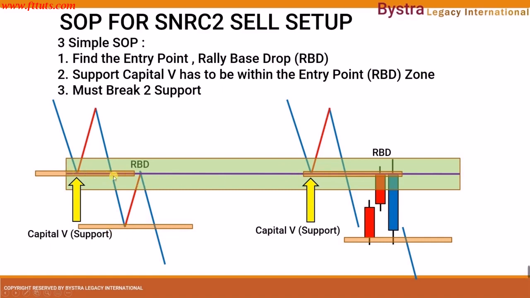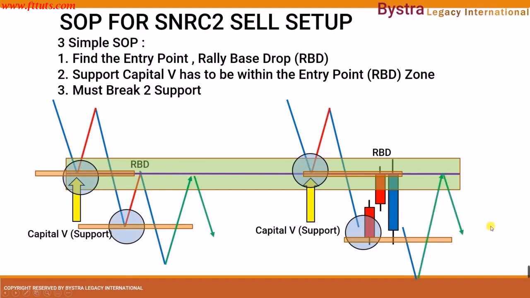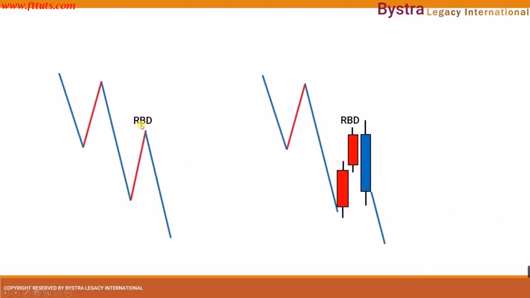After breaking these two supports, only then is it considered a fully valid SNRC2 sell setup, which means it has met all three SOPs for the SNRC2 sell setup. Price would then come back to this area and continue on the downtrend. Let's have a look at another example. This time the Rayleigh base drop will be slightly higher than the capital letter V. It's no issue. This will be a valid SOP as well.